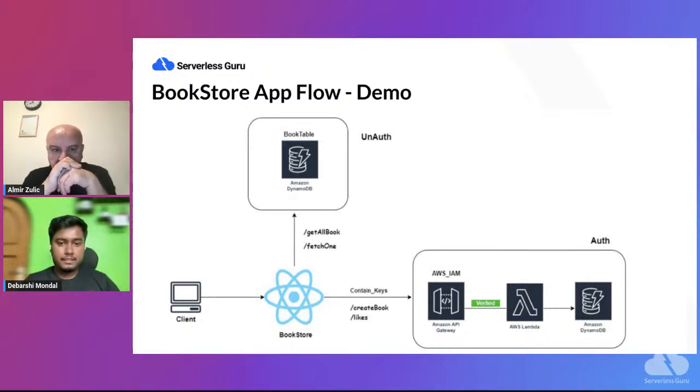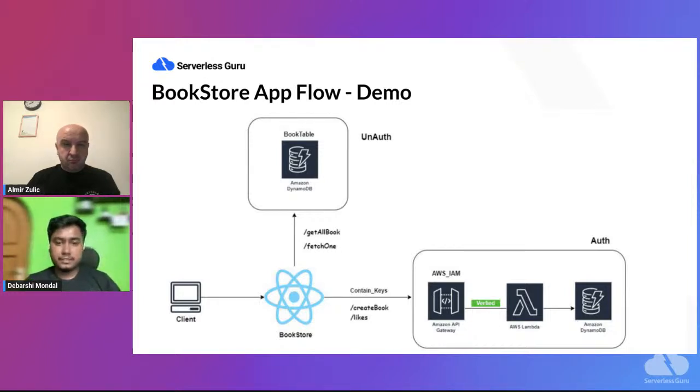So this is the Bookstore app flow demo where we have set this up. We have a front-end application made with React.js, called Bookstore. And as I mentioned, Cognito Identity Pool has two types of features: one is unauthenticated and the other is authenticated. So how will unauthenticated be handy in my application?